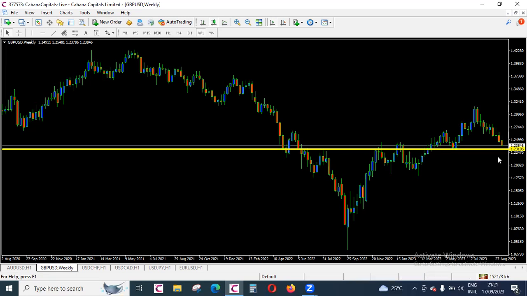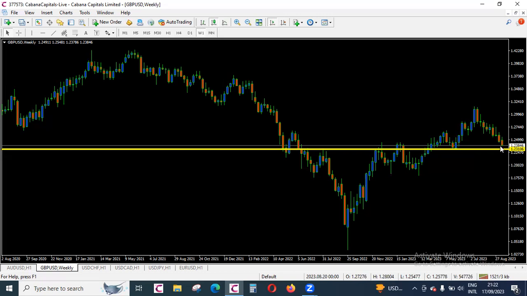Now, when price gets to this level, you should see a bullish reversal candlestick formation, confirming that the trend is about to change from bearish to bullish. You don't just jump in because the market has hit this level. There has to be a candlestick formation confirming that the trend is about to change from bearish to bullish.